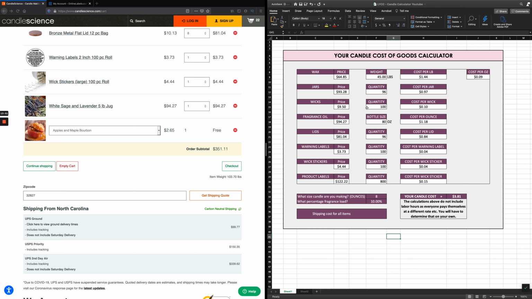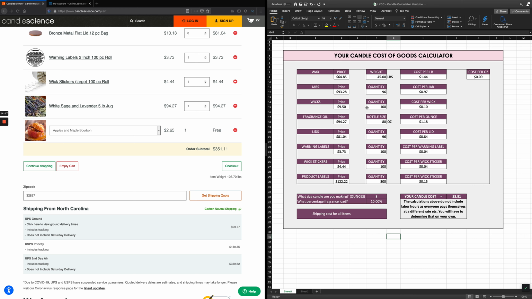So let's take $3.81 and let's multiply that by 4. You should be charging a minimum of $15.24 for your candles. Now, what you can do is round that off to $16 just to make up for those couple cents of the shipping. It's totally up to you.